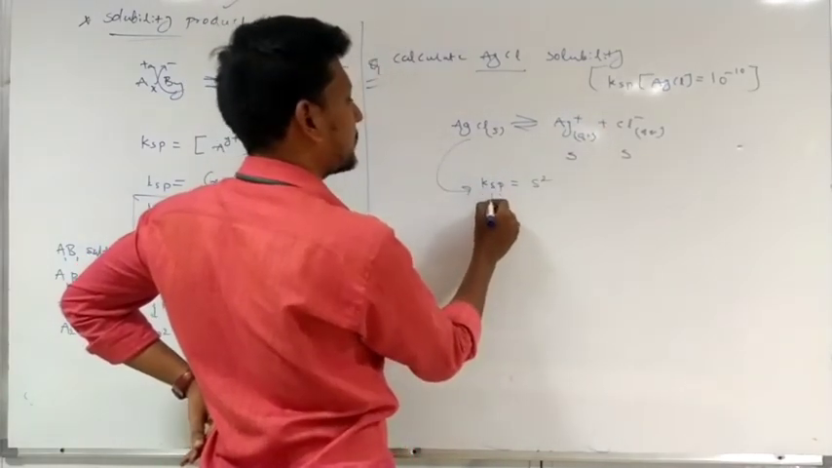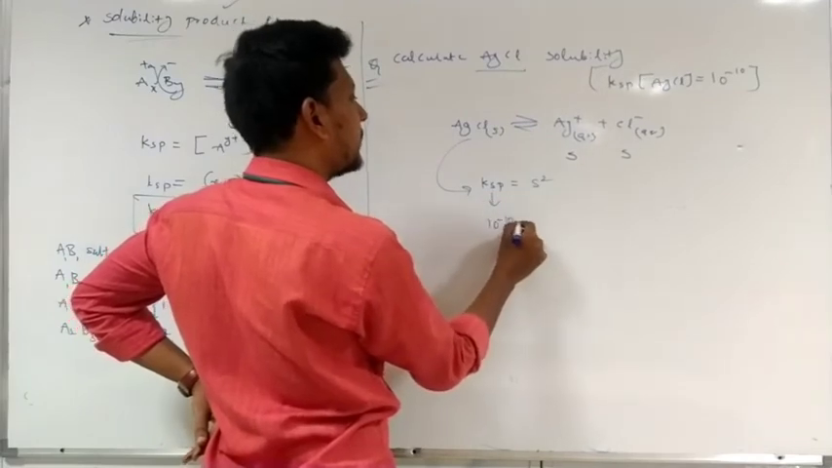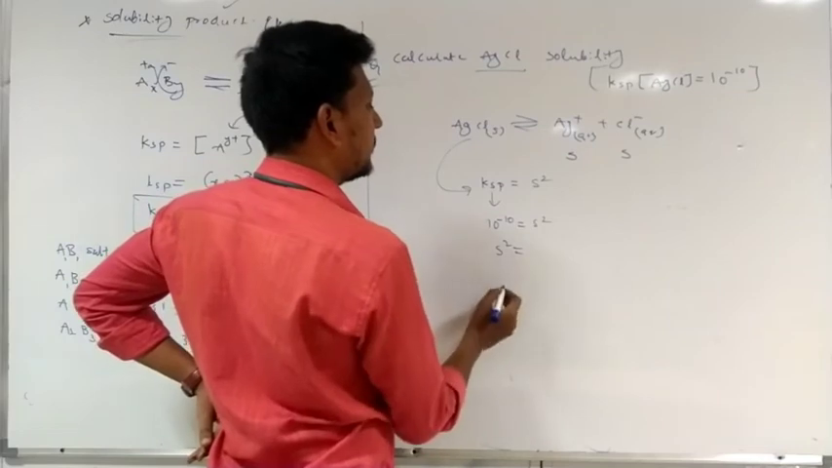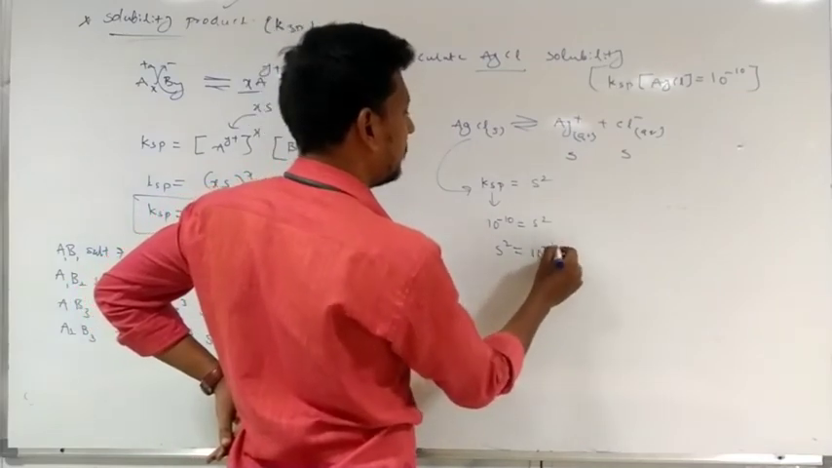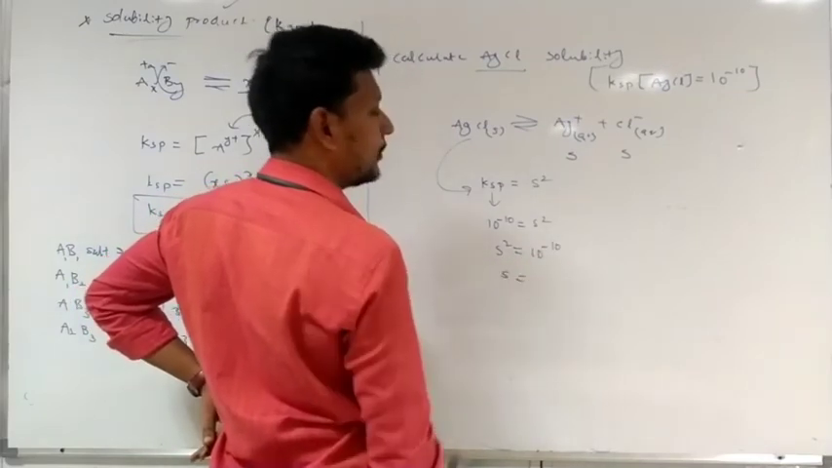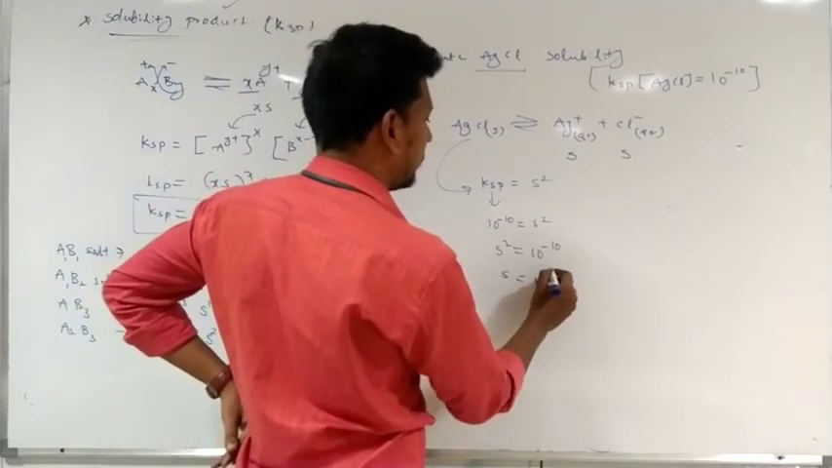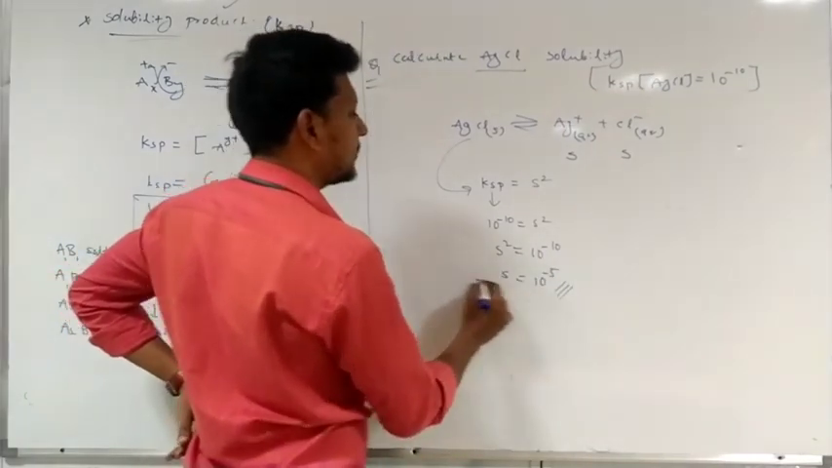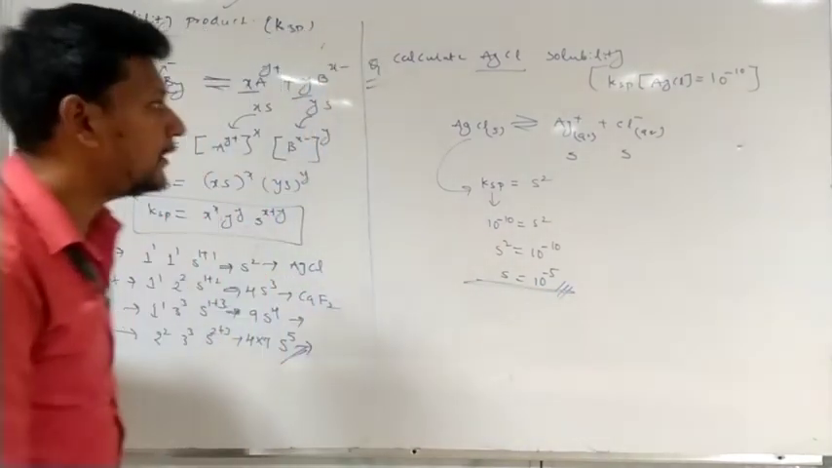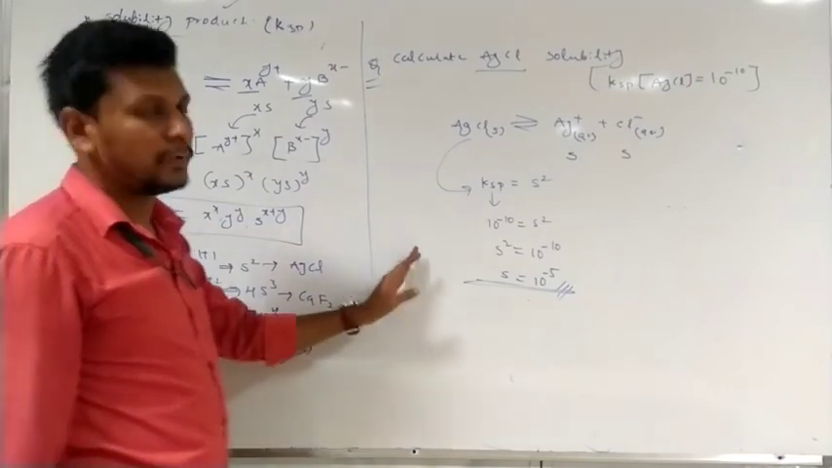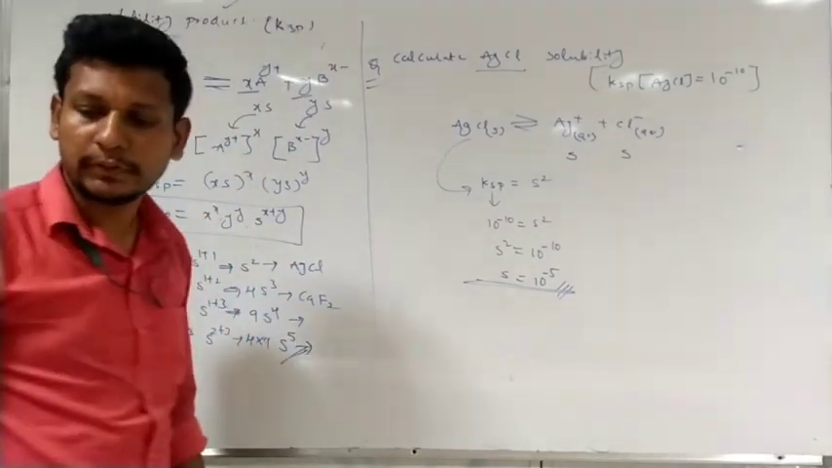Here I am substituting the value: 10 to the power minus 10 is equal to S square. It may also be written as S square is equal to 10 to the power minus 10. S is equal to the square root of this one. Here the answer is 10 to the power minus 5. This is the solubility. Like this manner we have to calculate it. You have to note this one. I am giving more examples for you.